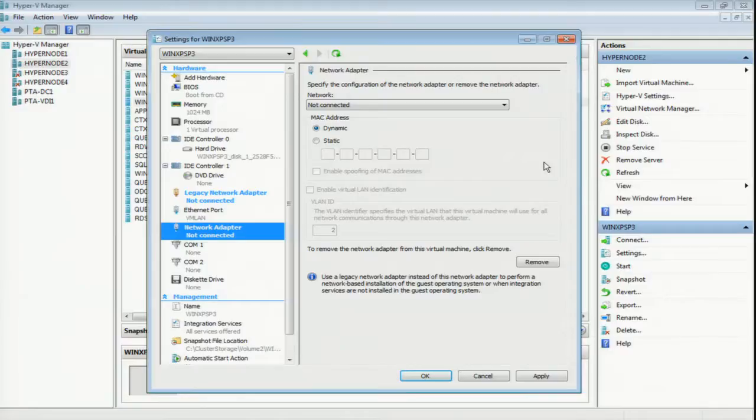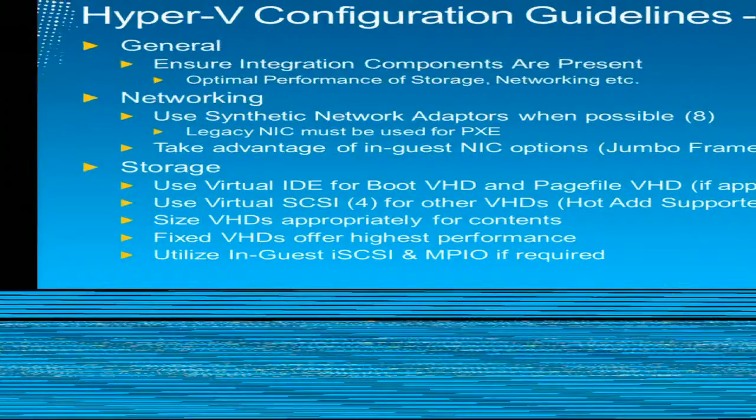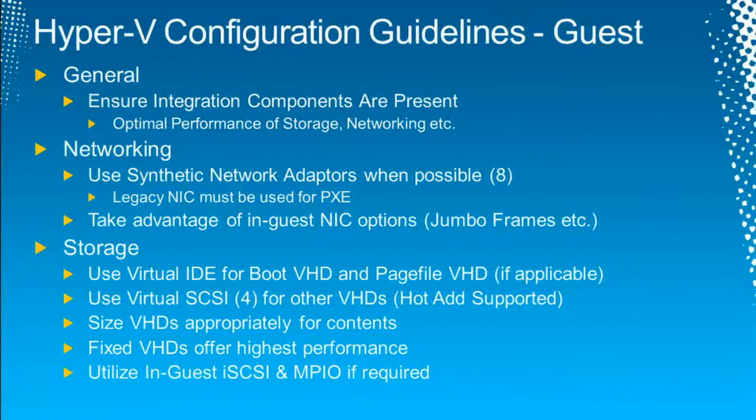You shouldn't necessarily need a legacy NIC too frequently anyway, and the performance is less. So where you can, definitely make sure you utilize the synthetic NIC and take advantage of the in-guest performance options. Just like in the physical world, you can turn on jumbo frames for enhanced performance through to the SAN. You can turn on TCP offload, large send offload, those different NIC capabilities. You can do that in virtual machines as well. There are certain workloads that will like that and take advantage of it as the higher throughput is achieved.